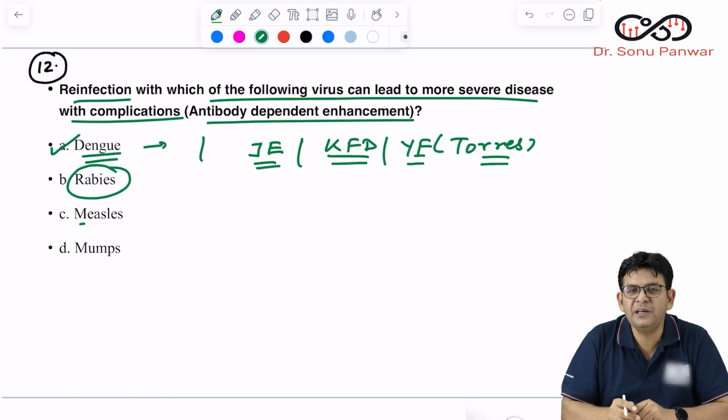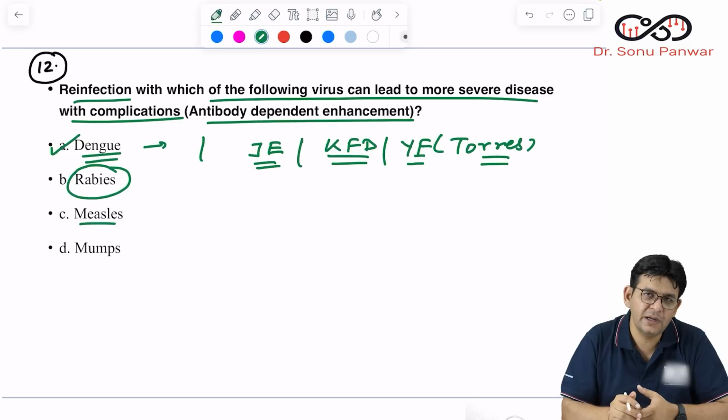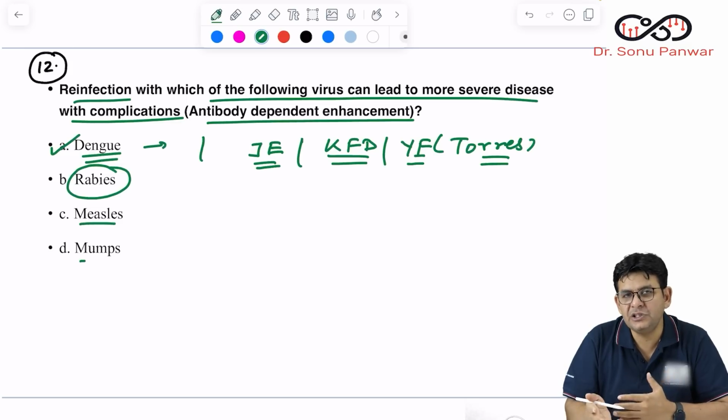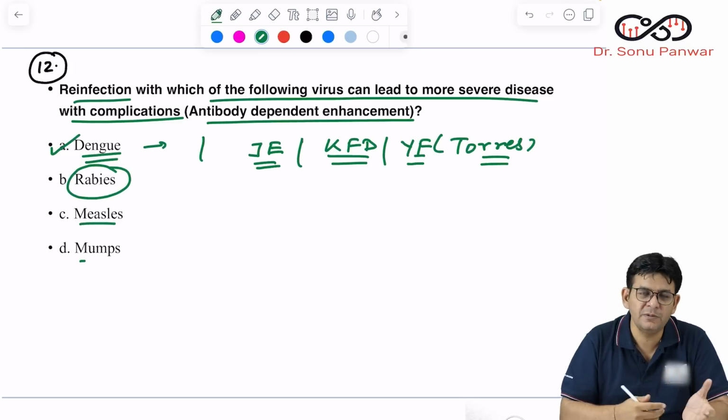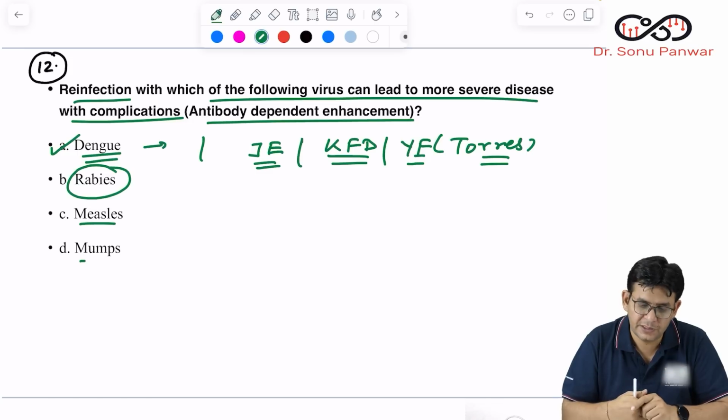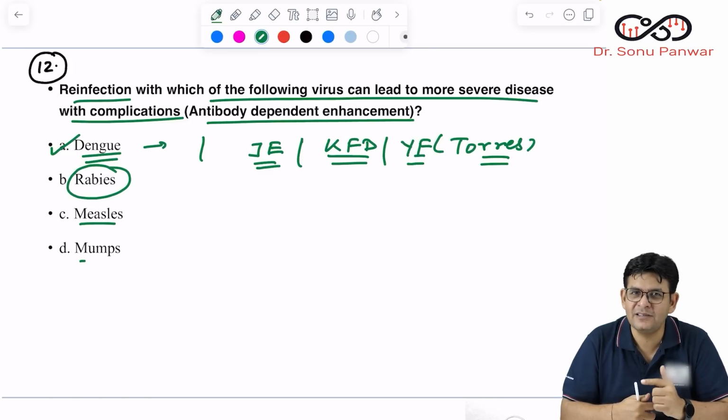Measles. Measles incubation period, how much? 10 days. Triple C: cough, coryza, conjunctivitis. Rash: 4 days before, 5 days after; 2 days before, 5 days after, and chickenpox. That is also there. Besides that, Warthin-Finkeldey giant cells are seen in this. That is also intranuclear and intracytoplasmic inclusion bodies.